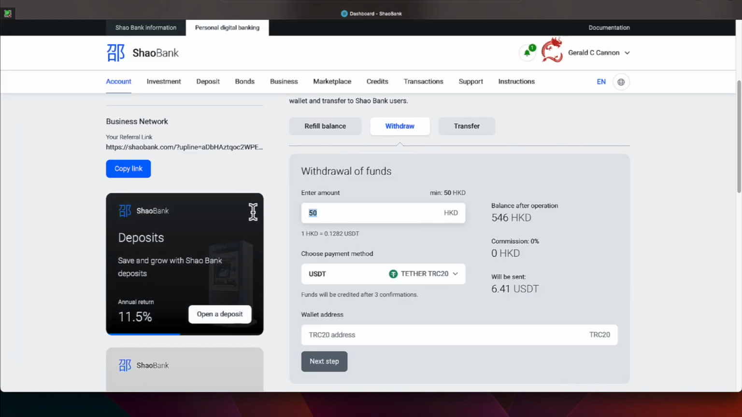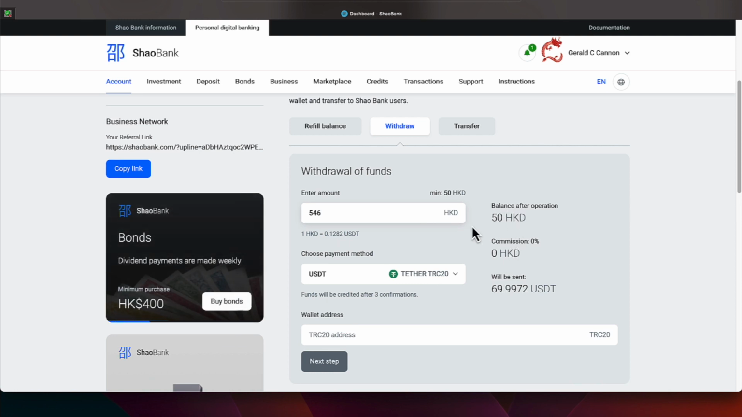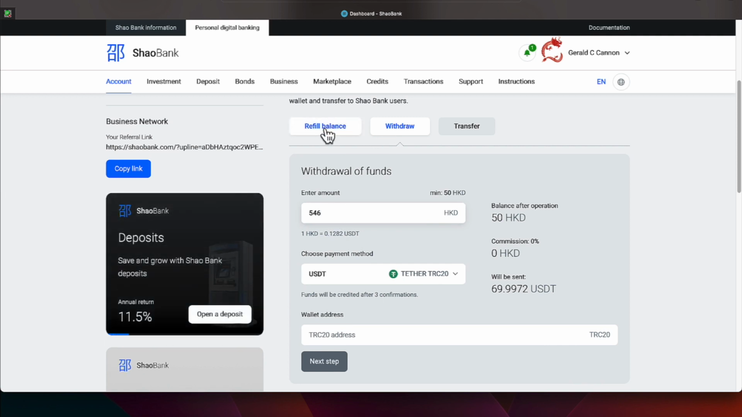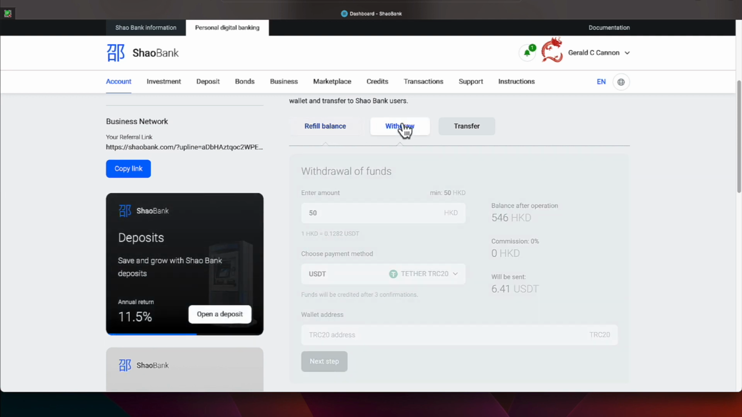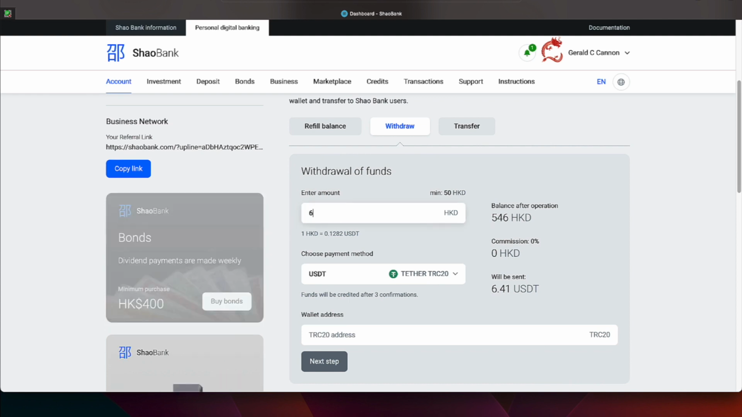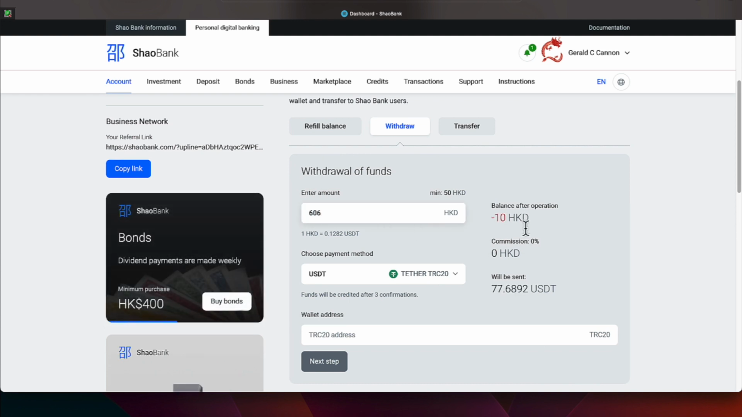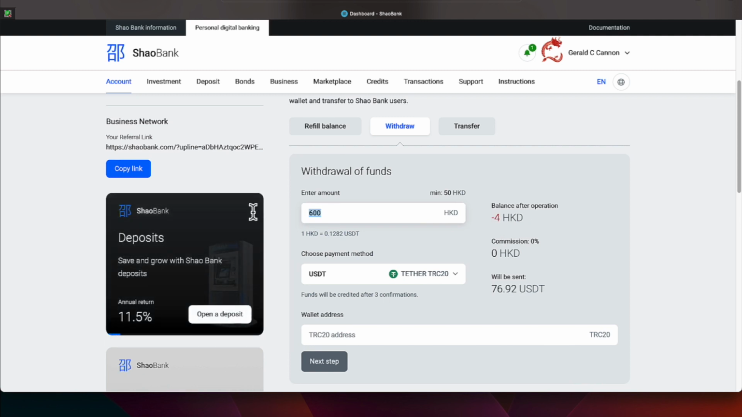All right, there we are, everyone. I'm going to put this on withdrawal, and I'm going to punch in 546 Hong Kong dollars. And that lets me know my balance after the operation is going to be, let me double check that, everyone. 606 is my balance. Let's see if I can do 606. That might be too much. Yes, I have a negative 10, everyone. So let's change that to 600. And I've got a negative 4. Let's change that to 596. All right, I'm going to change that to 596 Hong Kong dollars. Now my balance is zero, everyone.